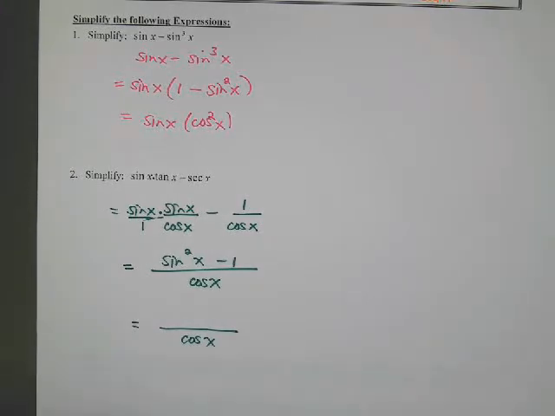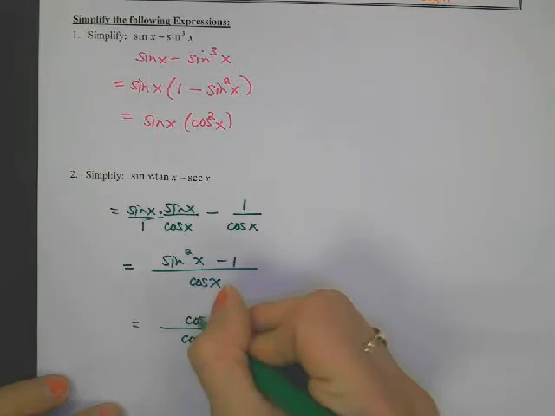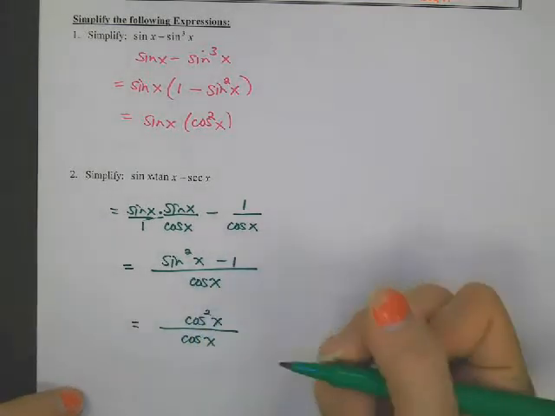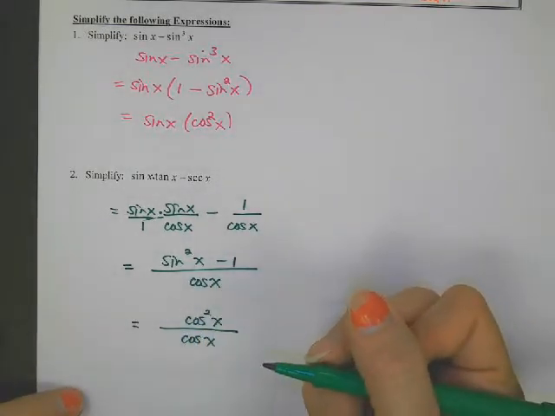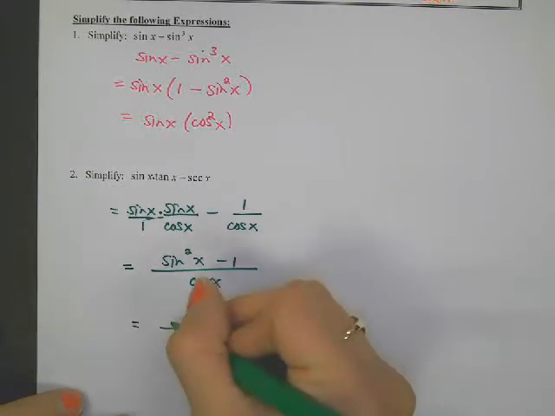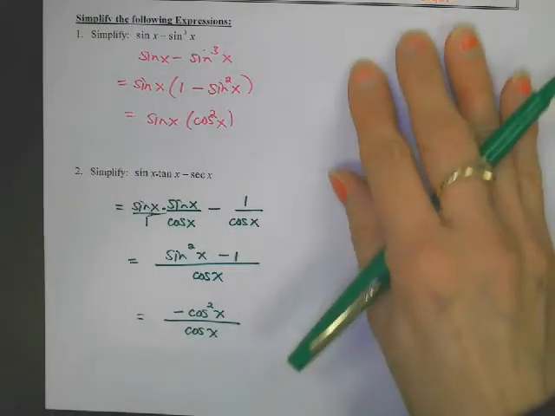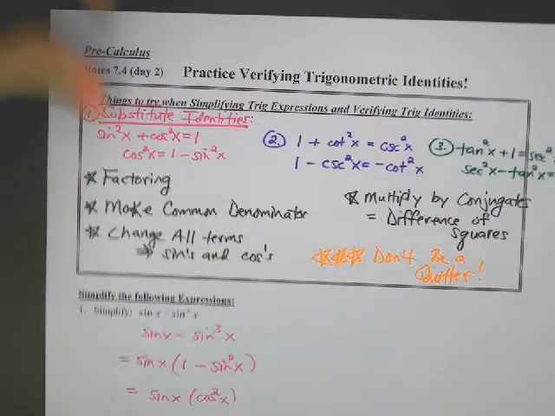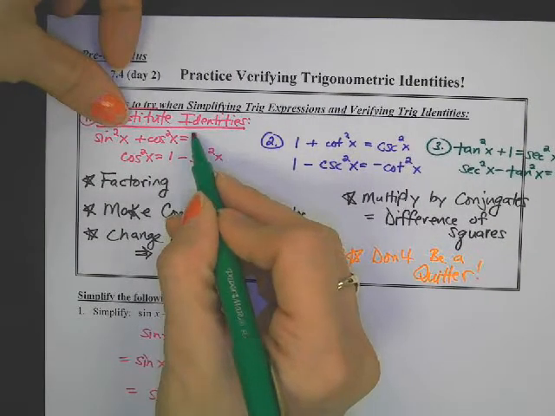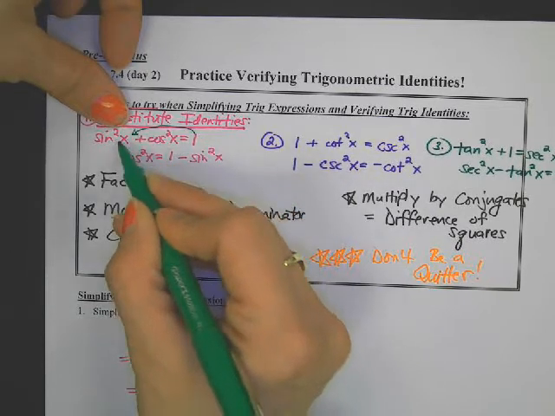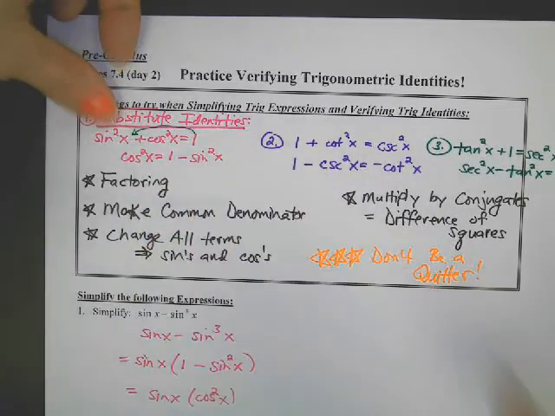Did you say cosine squared? If you said cosine squared of x, you're wrong. It's got to be a negative. What? Sine squared minus 1. If we bring the 1 to the left, sine squared minus 1. Yes, we'd have to bring cosine to the right. So it's going to be a negative.